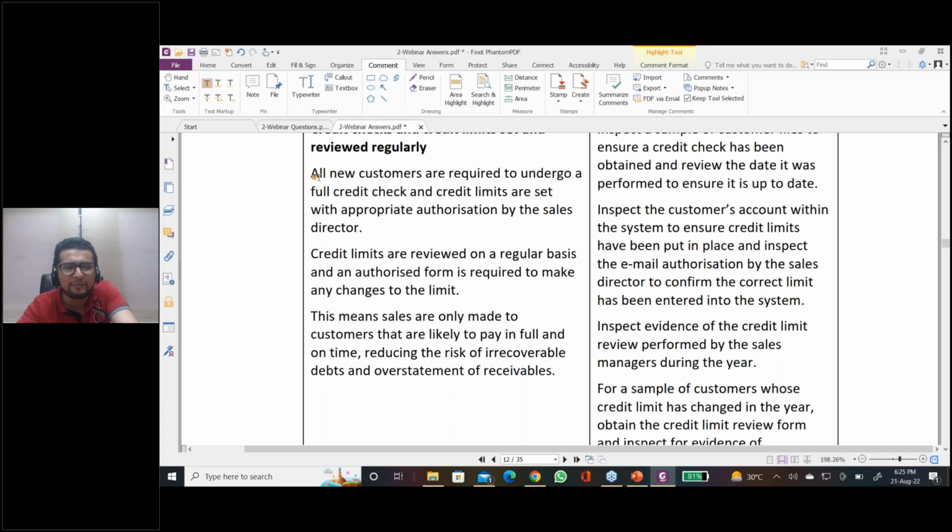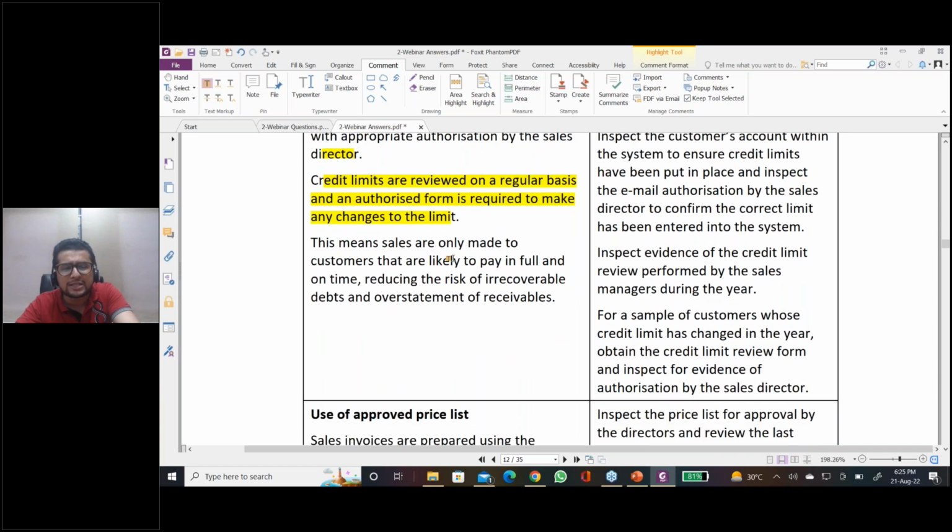So just read the answer. All new customers are required to undergo a full credit check. That's all copied from the question. And the credit limits with appropriate authorization by the director. Credit limits, skip this part. This means sales are only made to customers that are likely to pay in full and on time, reducing the risk of irrecoverable debts and overstatement of receivables.